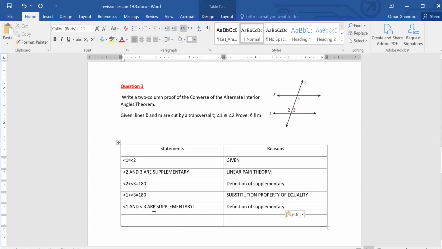And then, since they are supplementary, L will be parallel to M using the converse of the same side interior postulate. Since you reached a postulate, your theorem is correct. We are trying to prove the theorem, so we have to reach a postulate at the end, because after the postulate, there is nothing. This is your proof.